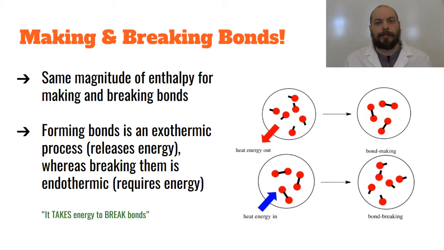The delta H of an exothermic process is negative. The delta H of an endothermic process is positive. But in this case, they're the same magnitude. Forming or breaking a bond is going to be the same magnitude. You just have to be aware of the sign. Are you forming, which would be a negative, or are you breaking, which would be a positive?